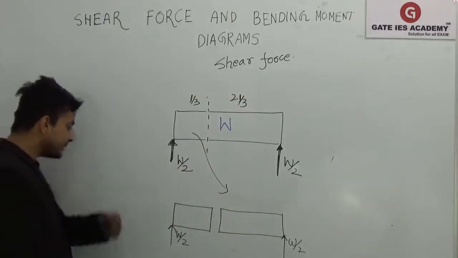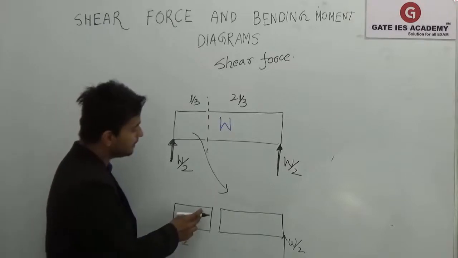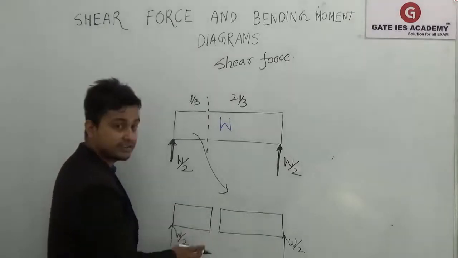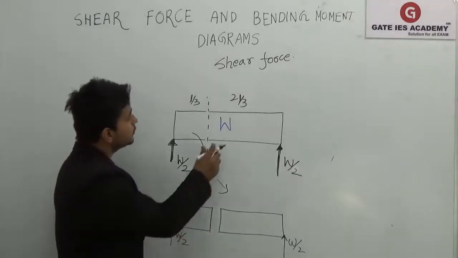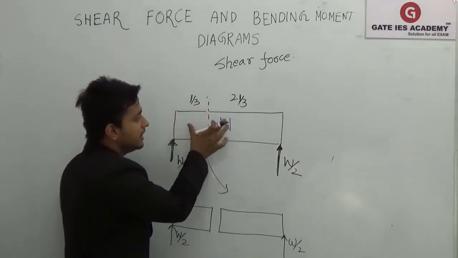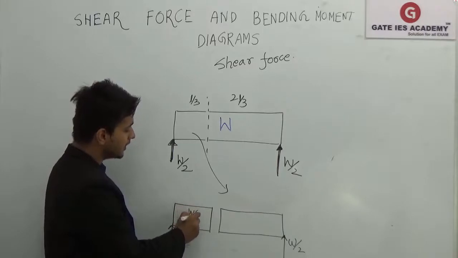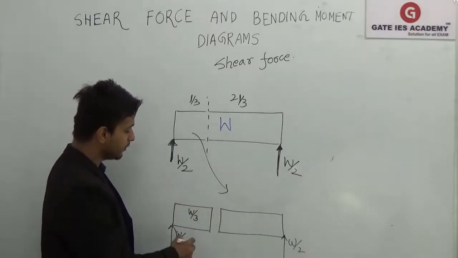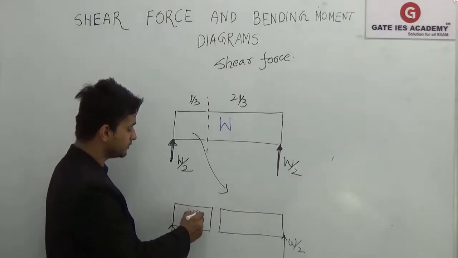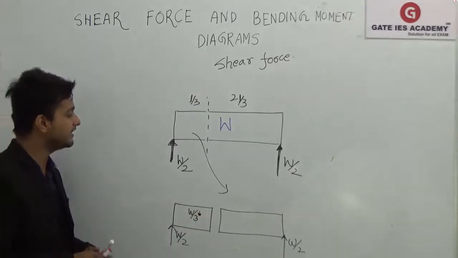Okay, so what will be happening is, this weight will be applied somewhat here. So this net loading will be applied somewhat here. So how much of this? This is L by 3. So this will be having 1/3 of the weight. You very well know this will be W by 3. So this W by 3 will be acting downwards.